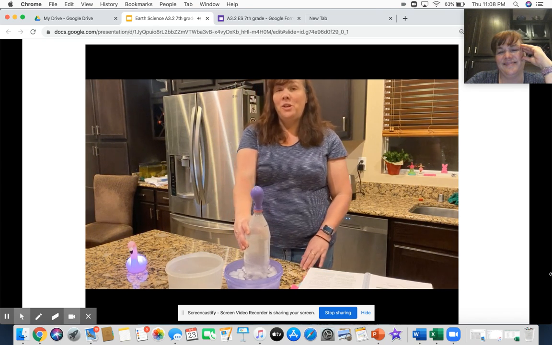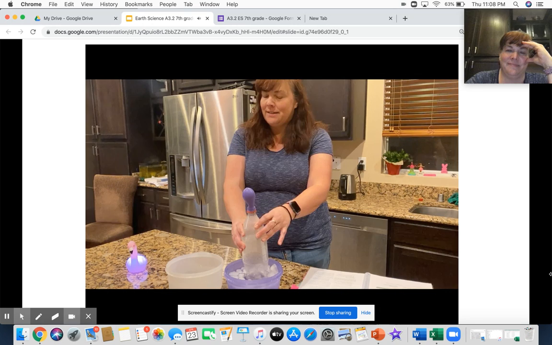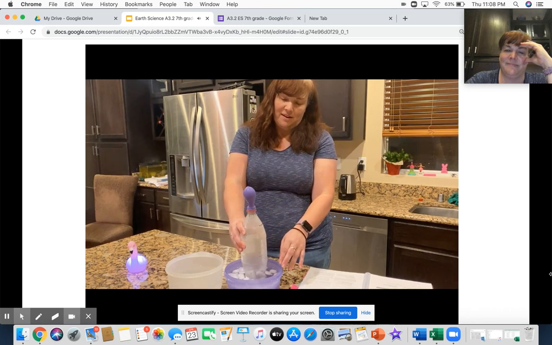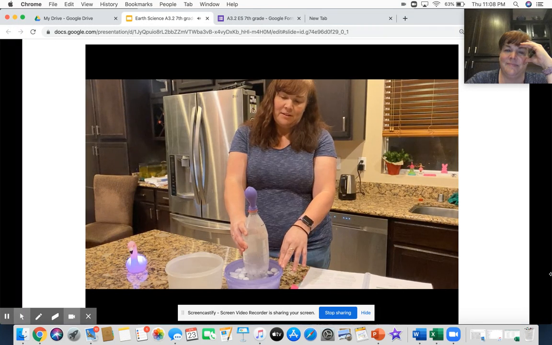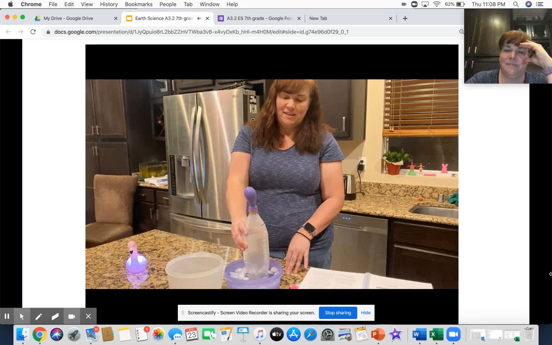Okay, so that cold air is becoming more dense. When it becomes more dense, it's less buoyant and it sinks. So that's why it's gone down so far. Okay, there's still some up in here, but not nearly as much as before.